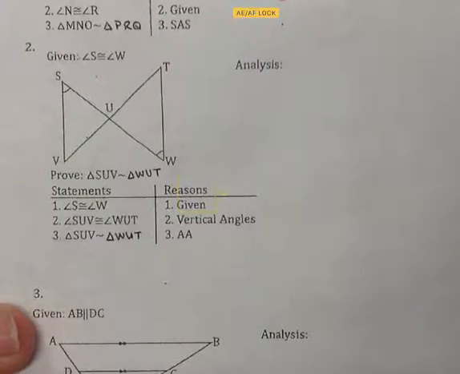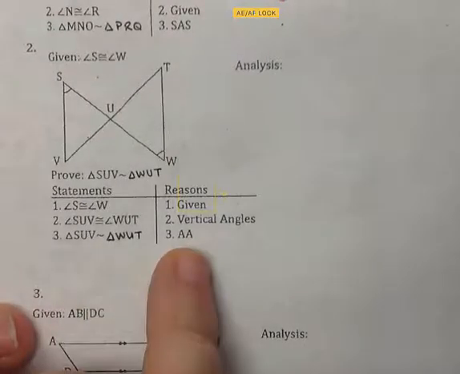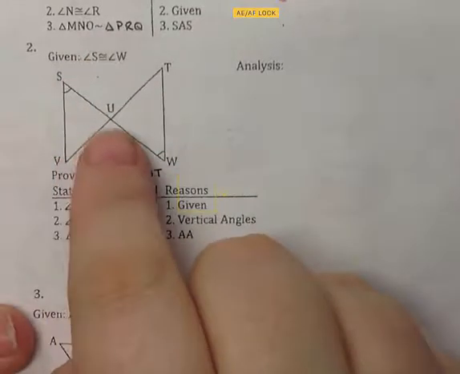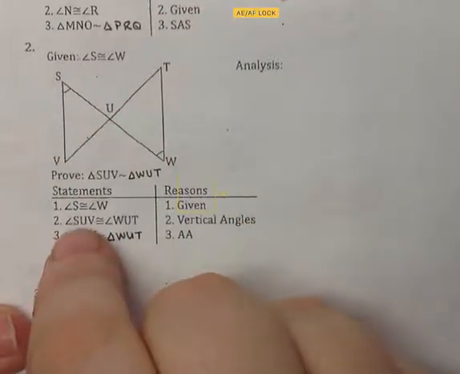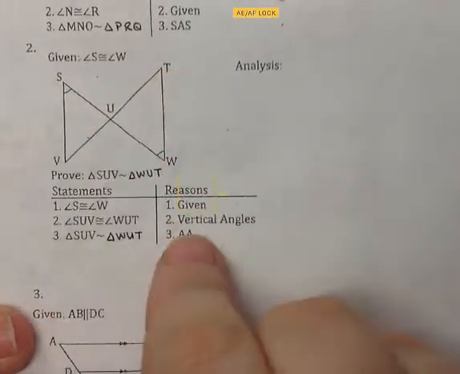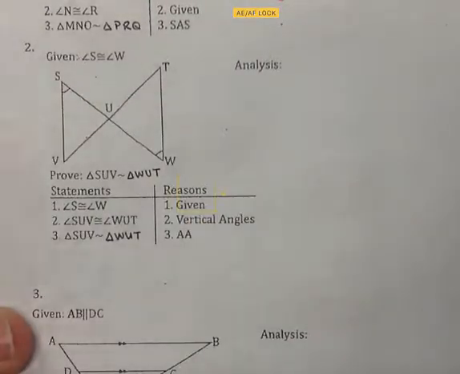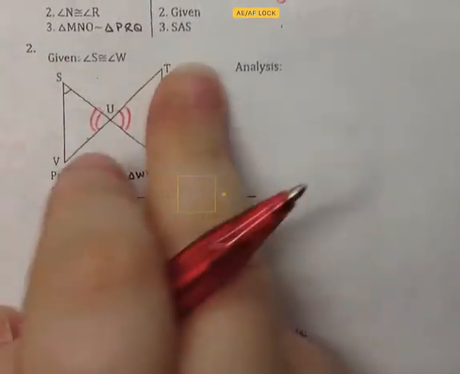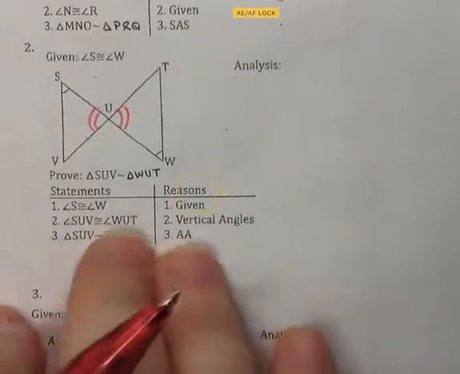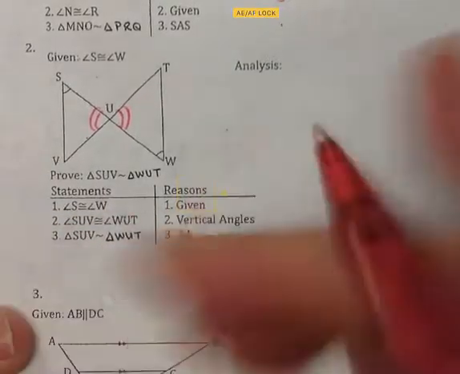Since we have no numbers on here, there is no way we can prove side, side, side, or side, angle, side similarity. The only thing we could prove is angle, angle similarity. So we have one angle, we need to prove a second angle is congruent. And as they touch, angle SUV and angle WUT have to be congruent because of vertical angles. So we can mark that these two angles are congruent because of vertical angles. Now we have two angles congruent, and that's all we can prove because we don't have anything else. We can say that these two triangles are similar to each other.